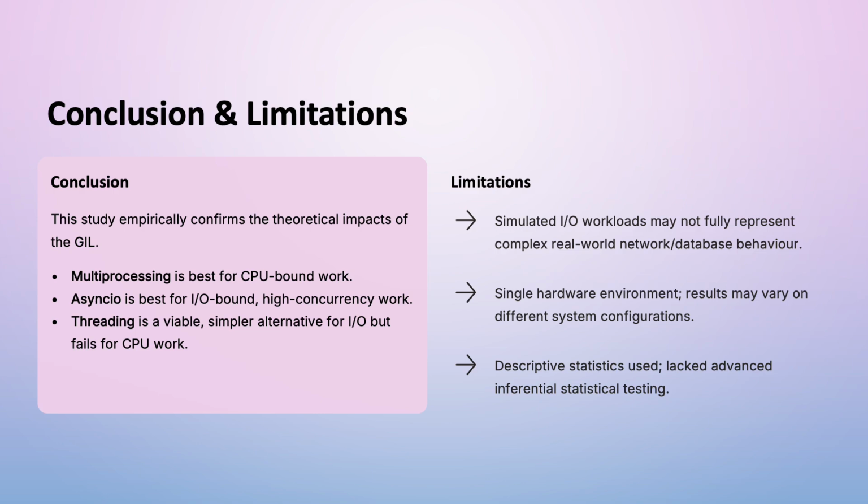Conclusion and limitations. This study empirically confirms the theoretical impacts of the GIL in Python. Multiprocessing is best for CPU bound work, and asyncio is best for IO bound high concurrency work. Threading is a viable alternative for I/O but fails for CPU work. However, limitations exist. I used simulated I/O workloads, which may not reflect real network behavior. Testing was done on a single hardware configuration, and I used descriptive rather than inferential statistics.